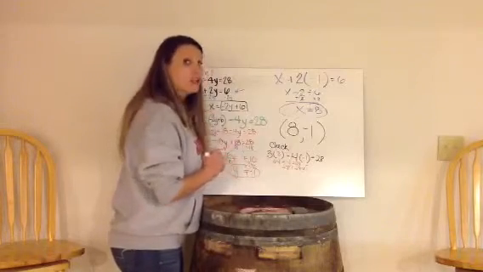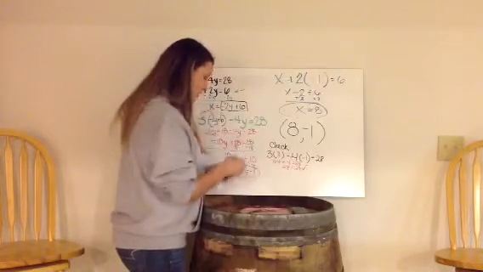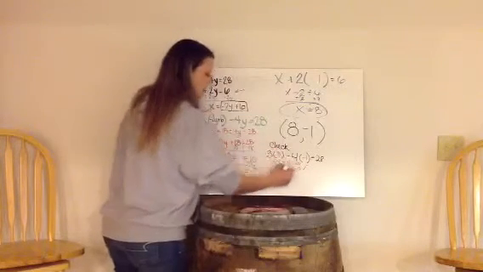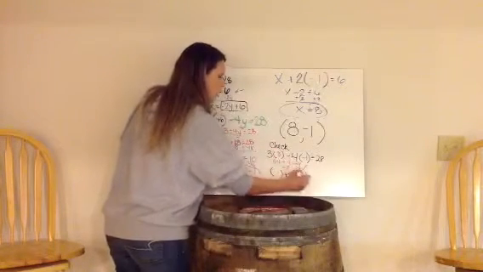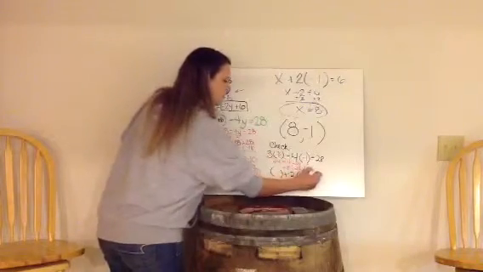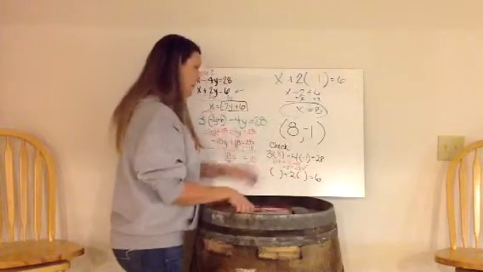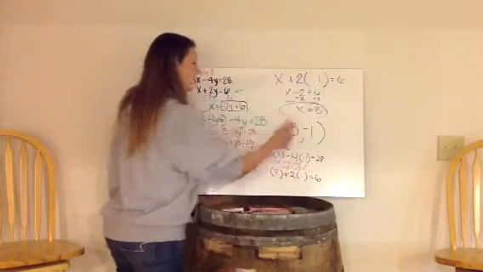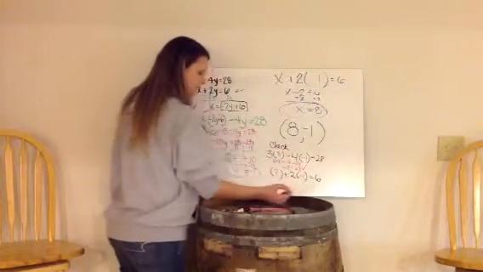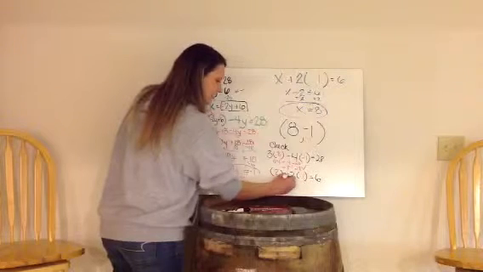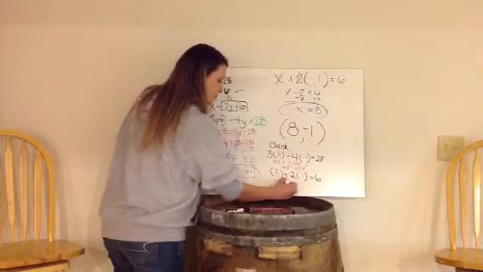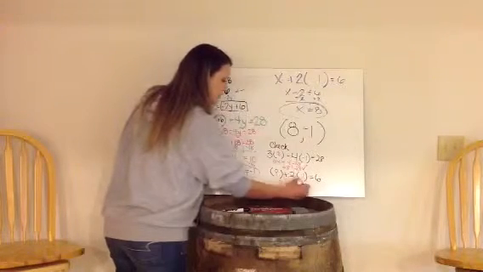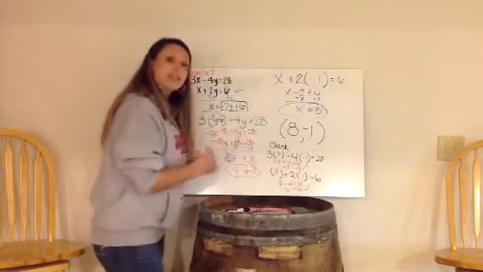Am I done? No. I got to go back and check the other equation now. So let's plug it back into here. x plus 2y equals 6. Remember, we said that x was 8 and y was negative 1. 8, 2 times negative 1 is a negative 2. 8 minus 2 is 6. Yes, 6 is equal to 6, so that one checks as well. So it is a solution.